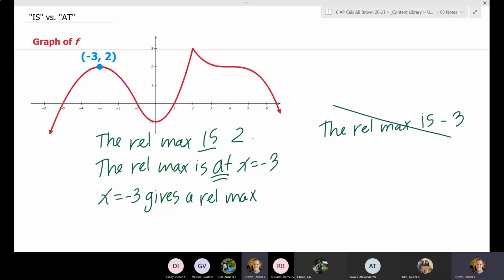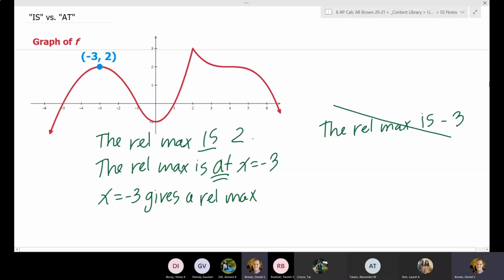So just be careful. Some people like being extra safe, and if they don't remember "is" versus "at," they just give the coordinates. Like, the relative maximum is at (-3, 2), and that way you don't have to worry about when you use the x and when you use the y. I will say when we talk about relative minimums and maximums, at least in this class, we're only going to be concerned more about where the x value of it is located and not necessarily how high or how low it is.